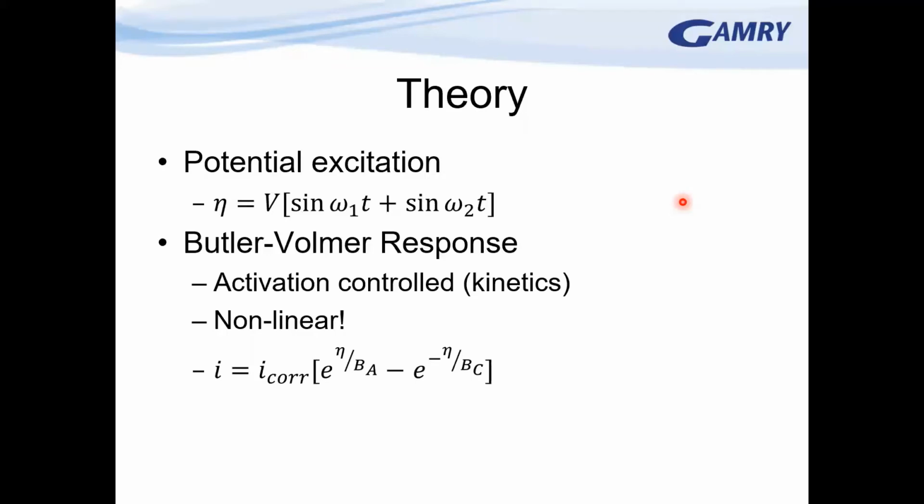So we can write the applied signal in the form of two sine waves, as shown in this equation here. And the corrosion reaction behaves in the same Butler-Volmer fashion as we have seen for the polarization resistance experiment, where we assume activation control or kinetic limitation. But we're going to be looking at the slightly non-linear region on the edges of the experiment. So I've written down the Butler-Volmer equation one more time just for reference.